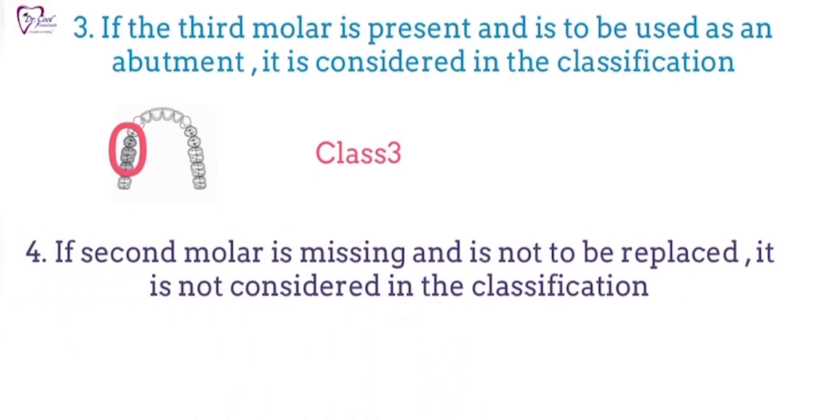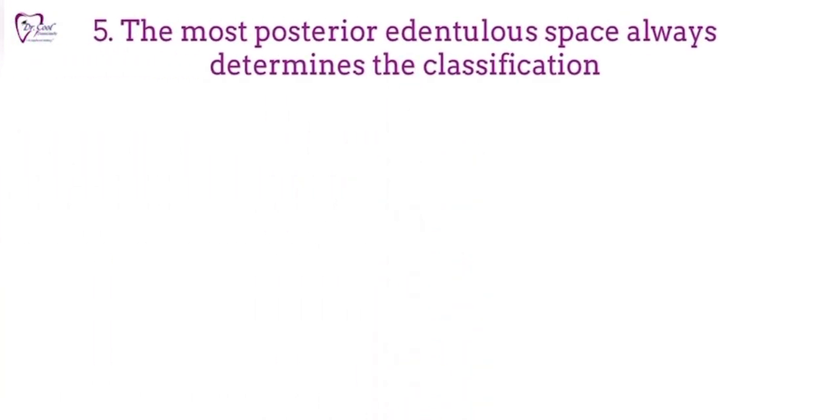Rule 4. If the second molar is missing and is not to be replaced, it is not considered in the classification. You can see in the diagram, the marked portion is missing and the second molar on the opposing side is not there. So, it is a class 3 condition. Rule 5. The most posterior edentulous space always determines the classification.